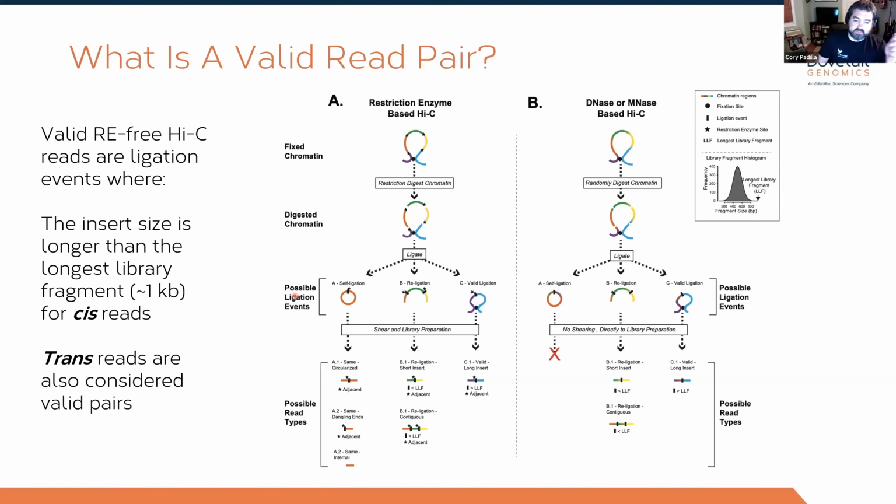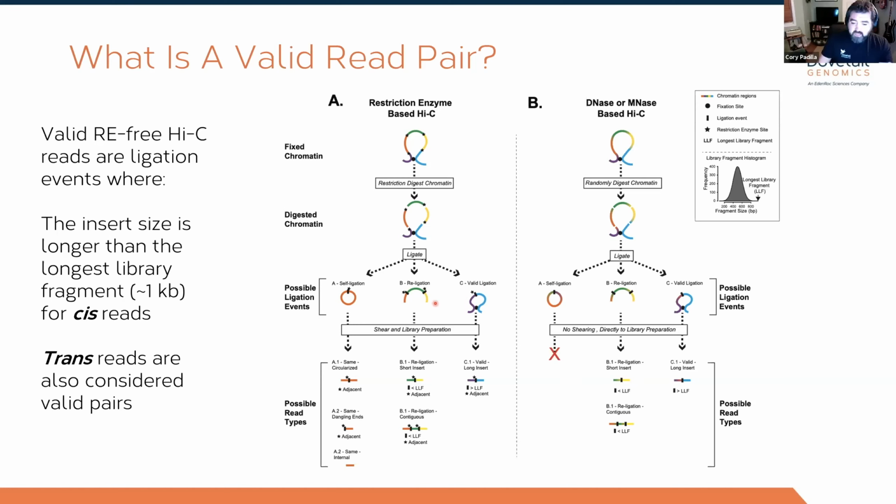And the possible events that can occur is you can have a self-ligating event where you have this molecule here that kind of forms a circle with itself and just makes a circular molecule, right? That's known as a self-ligating event. Then you can have a religation event where one or two molecules cut and then ligate right back to the same site that they just got cut from. Or you could have what is considered a valid ligation event, where the ligation event spans a distance that's larger than your library molecule. Typically 1 kb is a good cutoff for that.